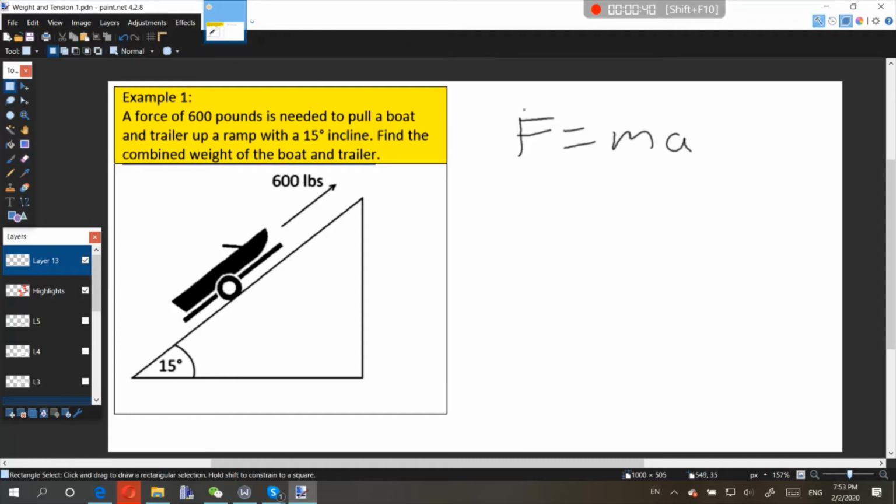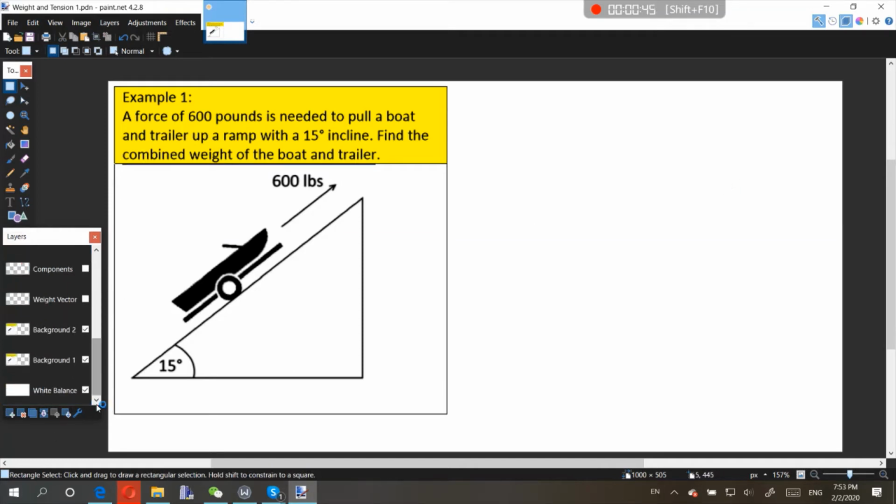So this first example is a little bit easy, but we'll be looking at parts of a force vector that aren't just horizontal or vertical. More specifically, this weight vector that I'm showing here, which is going straight down. I've got this boat that's on a ramp, and we've got a force that's needed to pull it up a 15-degree incline. I want to find the combined weight of the boat and the trailer. So that's all of this part that I've got here.